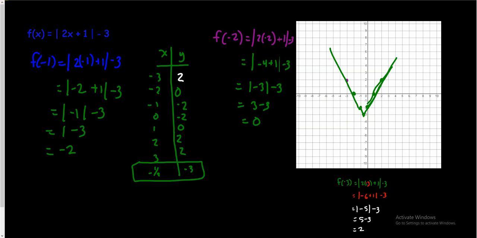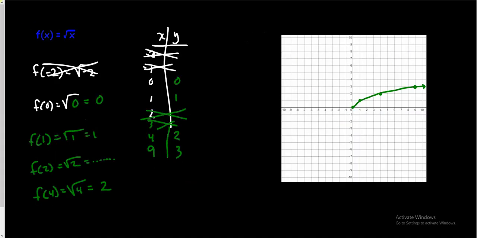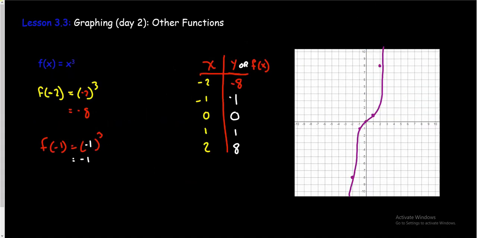So anyways, that's all I have for you today. And those are the parent functions. Absolute value parent function, square root parent function, and an x to the third parent function. So those are things you may want to memorize.